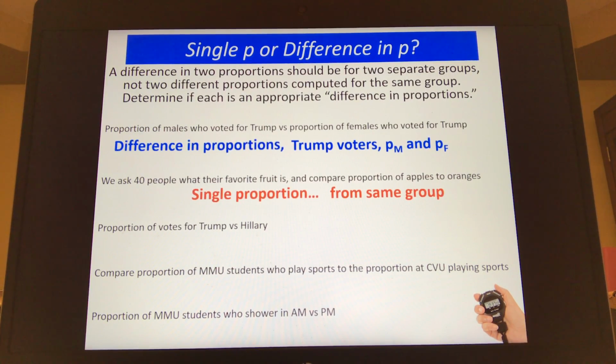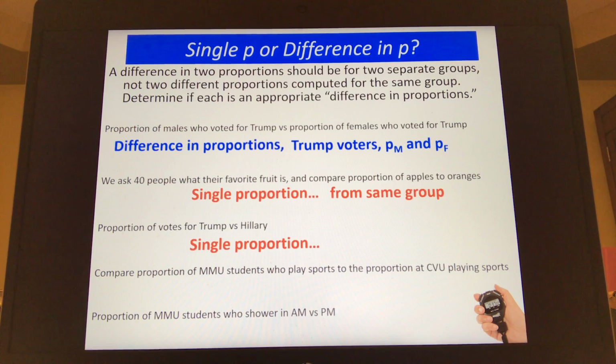Third one, proportion of votes for Trump versus Hillary. That's a classic example of a single proportion. Maybe 48% voted for Trump and 49% voted for Hillary, something like that. You're looking at the same denominator in both those cases. It's all of the total voters in the U.S.